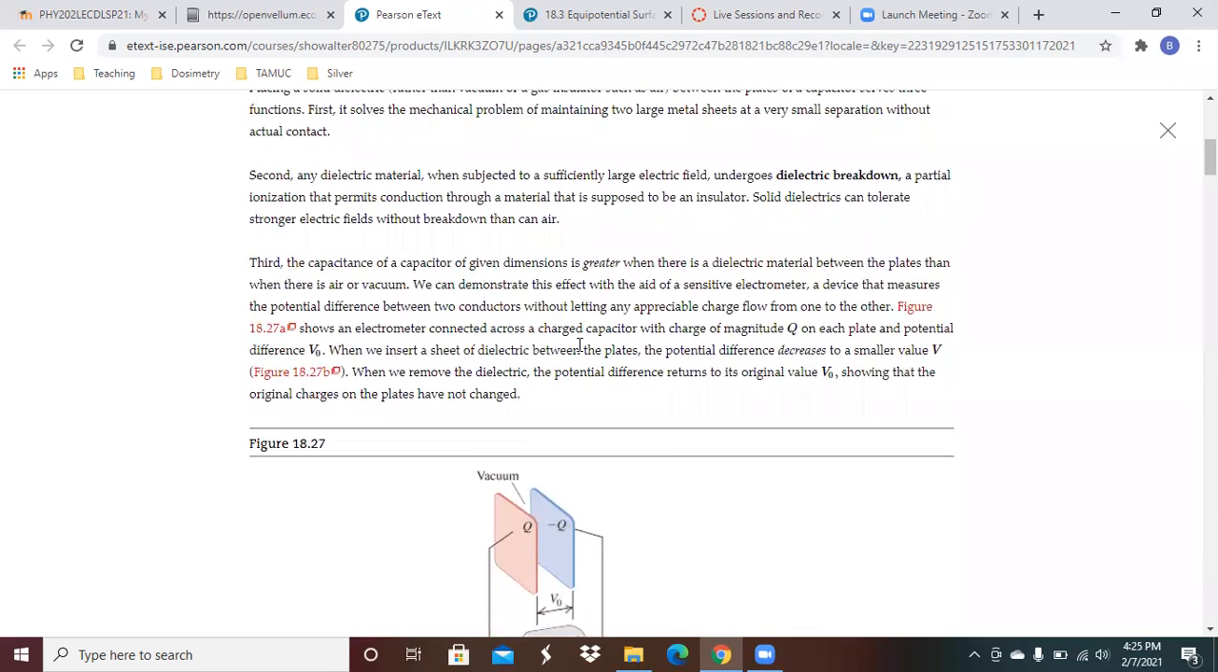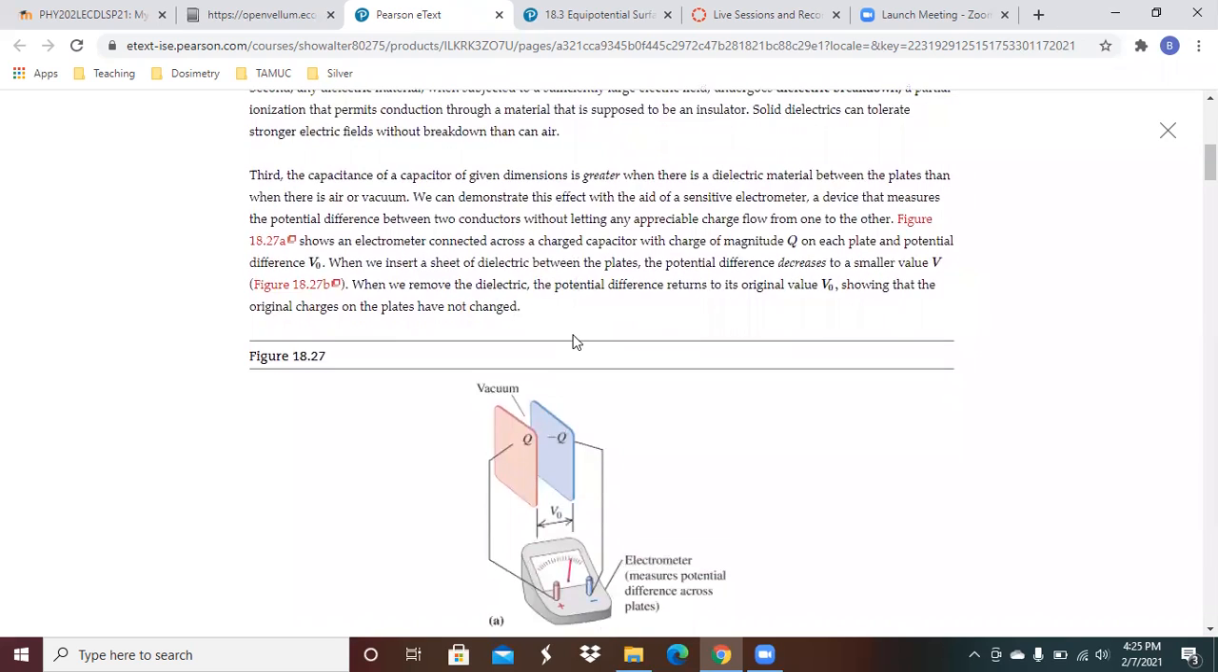The second is when it's subjected to a sufficiently large electric field, any dielectric material is going to undergo dielectric breakdown. And that's a partial ionization that permits conduction through a material that is supposed to be an insulator. So solid dielectrics can tolerate stronger electric fields without breakdown than air can. So it's to our advantage to have that there.